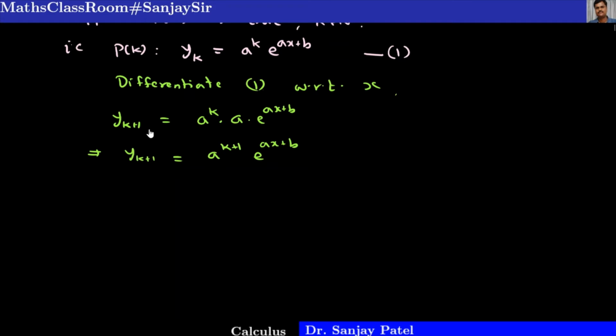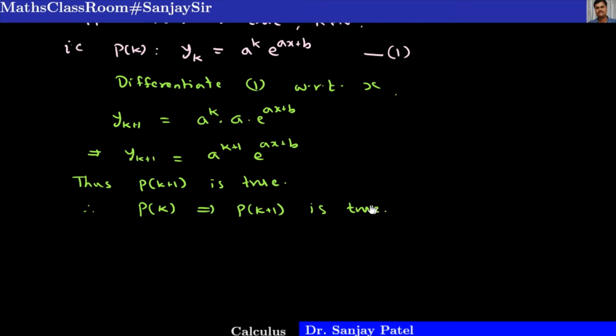So this shows that Pk+1 is true. So what we have proved is this. Whenever Pk is true, it implies Pk+1 is also true. So Pk implies Pk+1 is true.